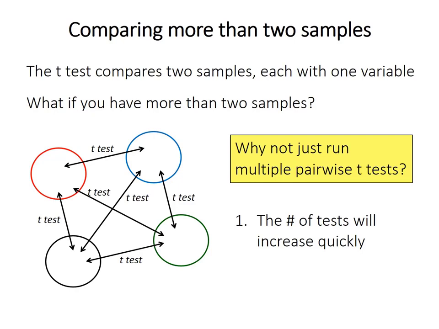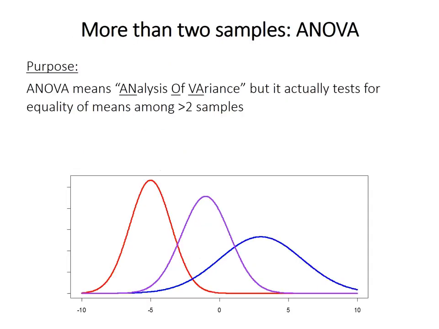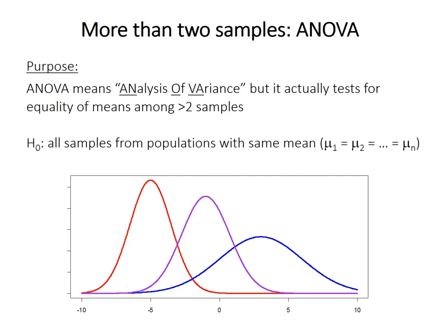This isn't such a big deal with some programming these days. And second, and more importantly, running multiple tests increases the risk of at least one of the tests being a type 1 error. These problems aren't insurmountable, but largely for reasons of convention, you should perform ANOVA when you have three or more samples. Despite the word variance in its name, ANOVA is designed to test for differences in mean, with the null hypothesis that all samples come from populations with equal means.